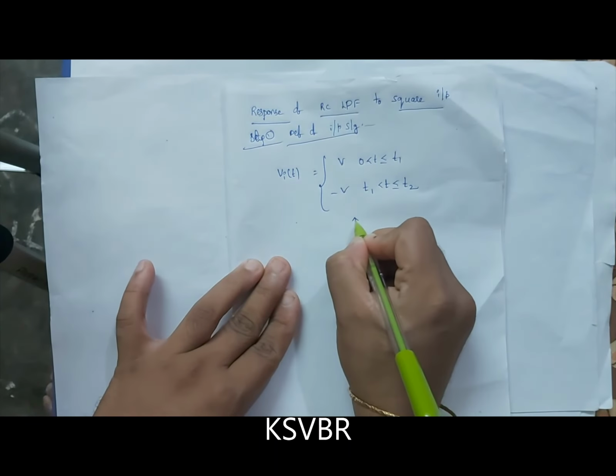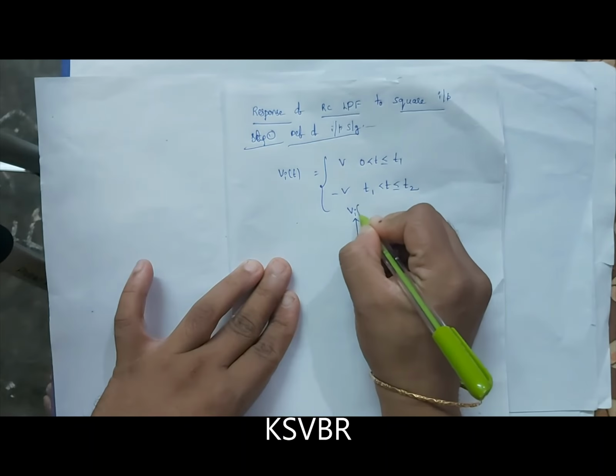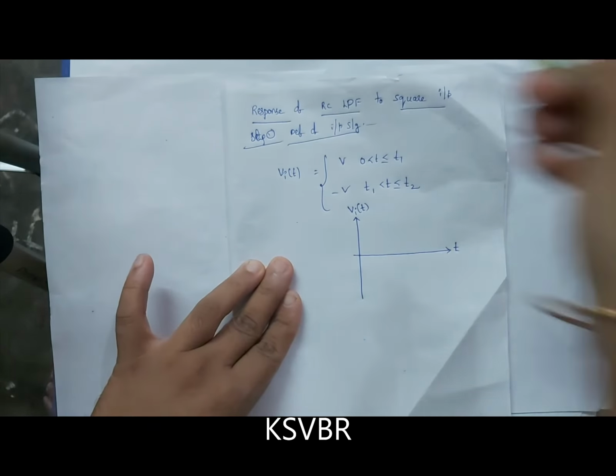So now plot it graphically. t and Vi of t. Do some equal time slots. T1, T2. From 0 to T1, the magnitude is V. T1 to T2, the magnitude is minus V. This is V, this is minus V. Okay. So this is the graphical representation of our square wave.